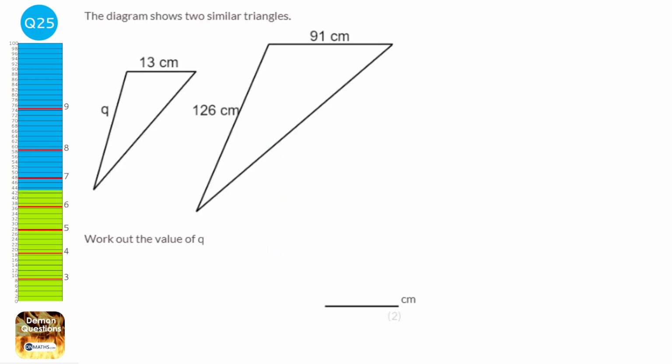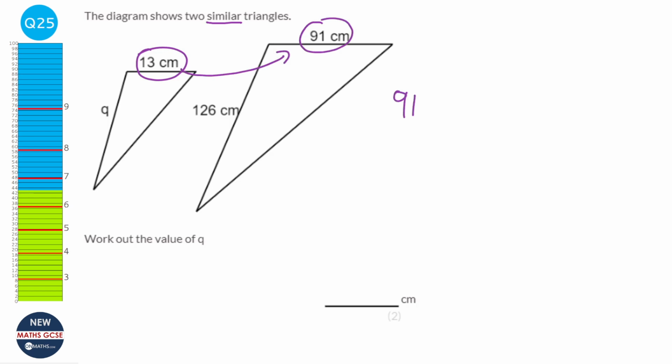So we've got to first of all realise that these triangles are similar, so we can work out what the scale factor is. We need two corresponding sides, which I'm just going to pick these top ones, and we're going to work out the scale factor from those. Now the scale factor is how to get from the smaller to the bigger. So I'm going to do 91 divided by 13, which is 7. So we know we times 7 to get from the small to the big.